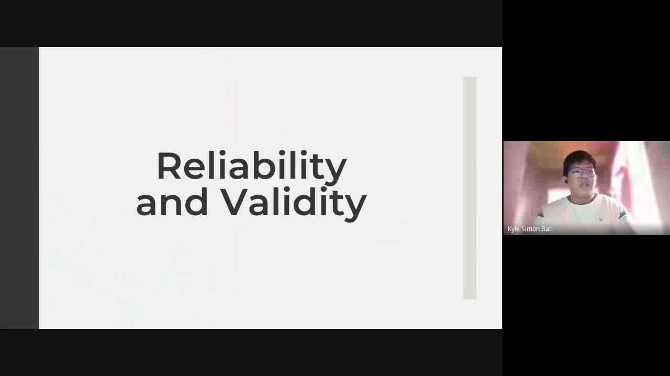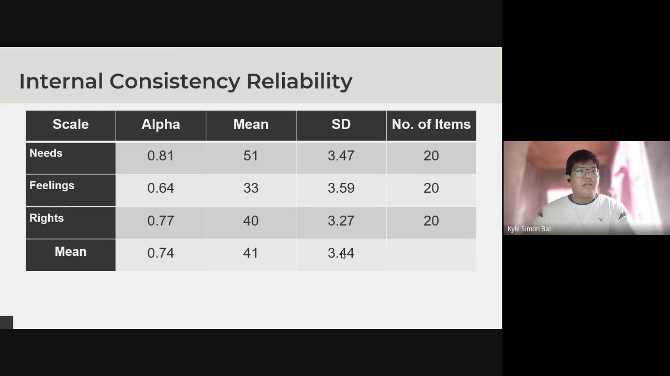Chapter 4: Reliability and Validity. Reliability implies consistency, and validity refers to the capacity of the test or the instrument to measure what is intended to measure. Next slide, please. For the internal consistency reliability, we use the Cronbach's coefficient alpha.